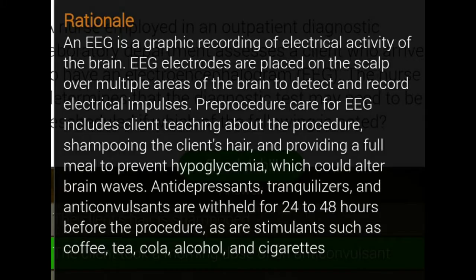An EEG is a graphic recording of electrical activity of the brain. EEG electrodes are placed on the scalp over multiple areas of the brain to detect and record electrical impulses. Procedure of EEG includes client teaching about the procedure, shampooing the client's hair, and providing a full meal to prevent hypoglycemia. They can take food, breakfast, anything. It's okay, no problem, since it could alter brain waves only if hypoglycemic.